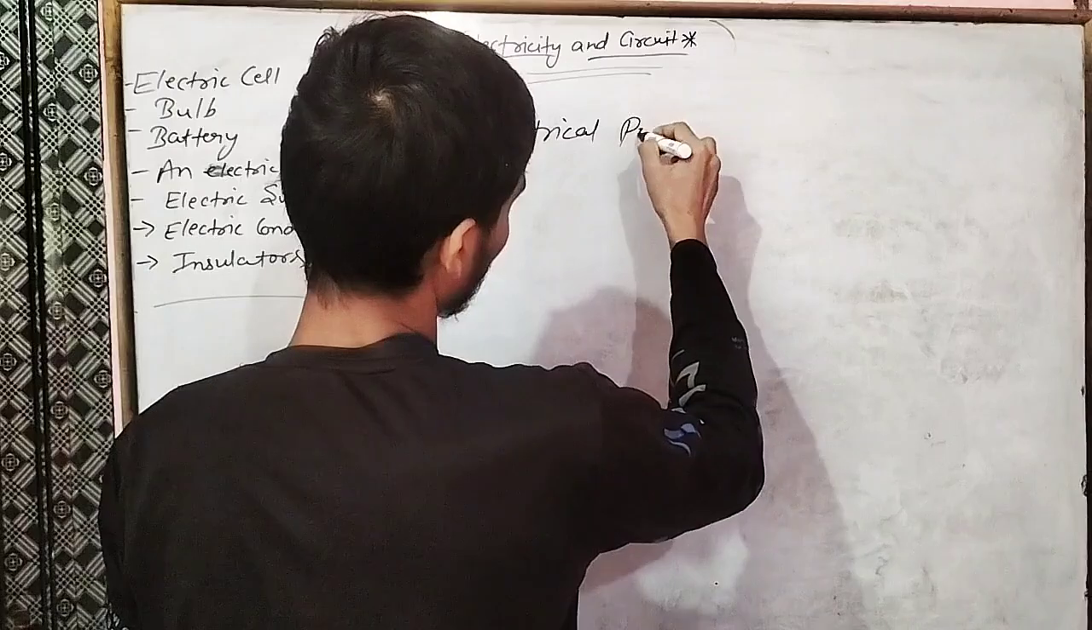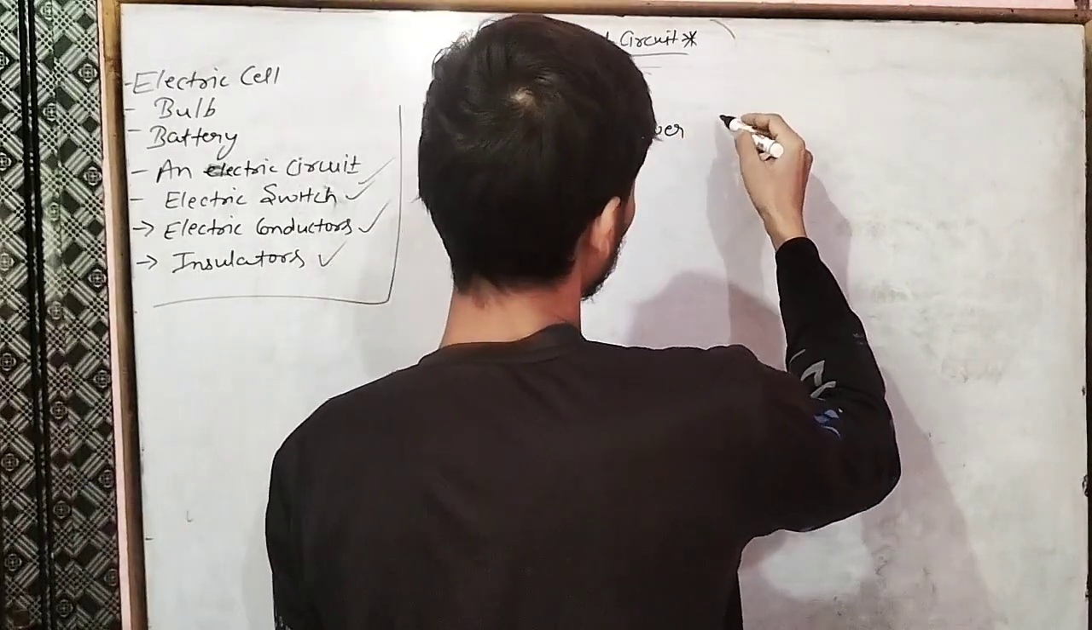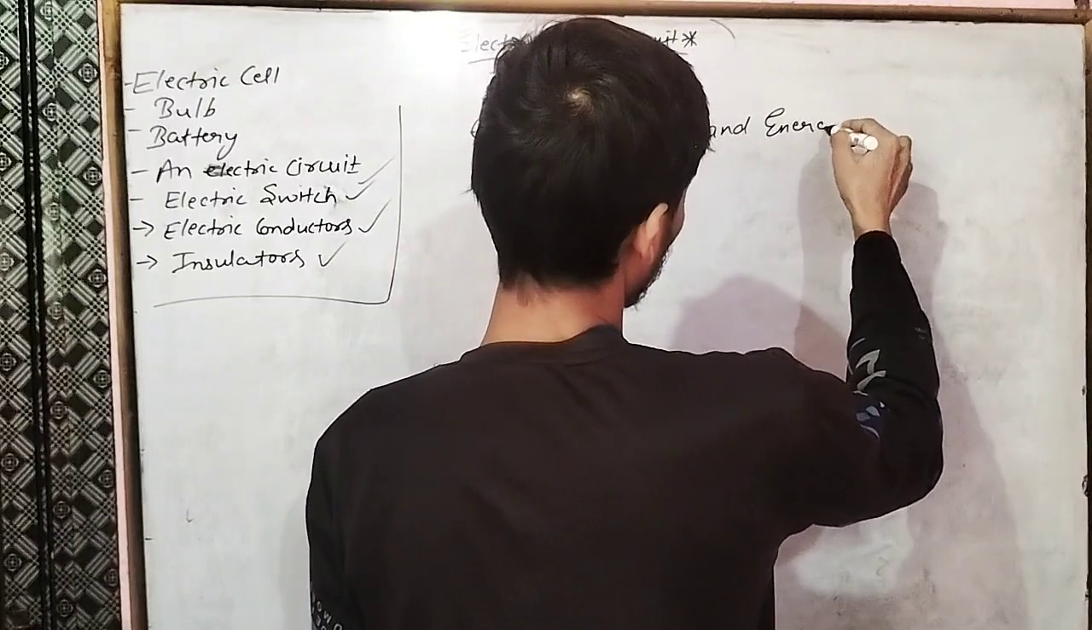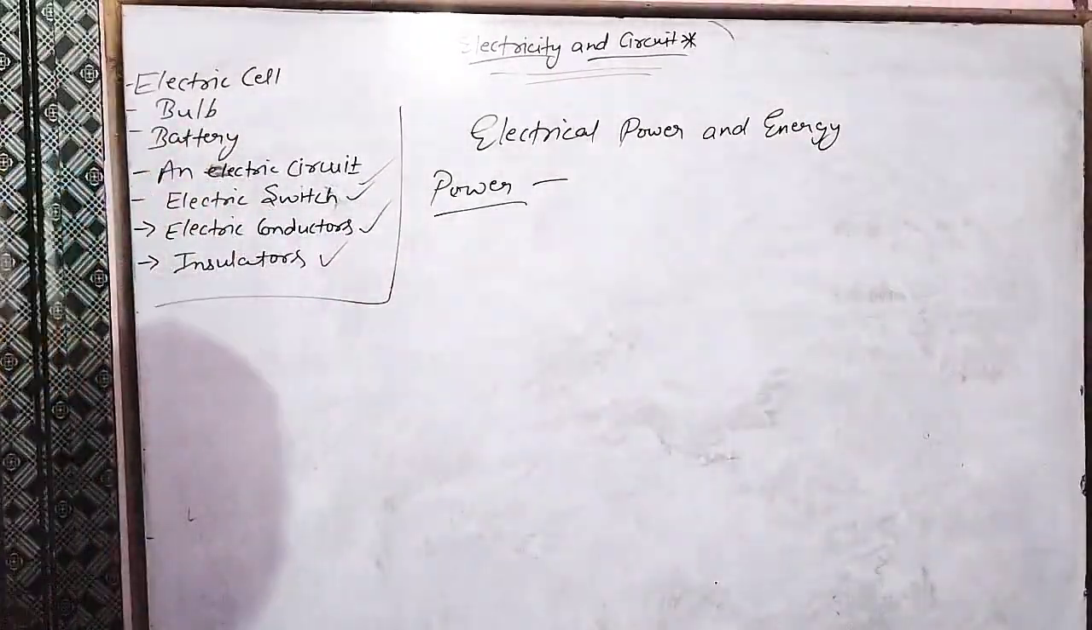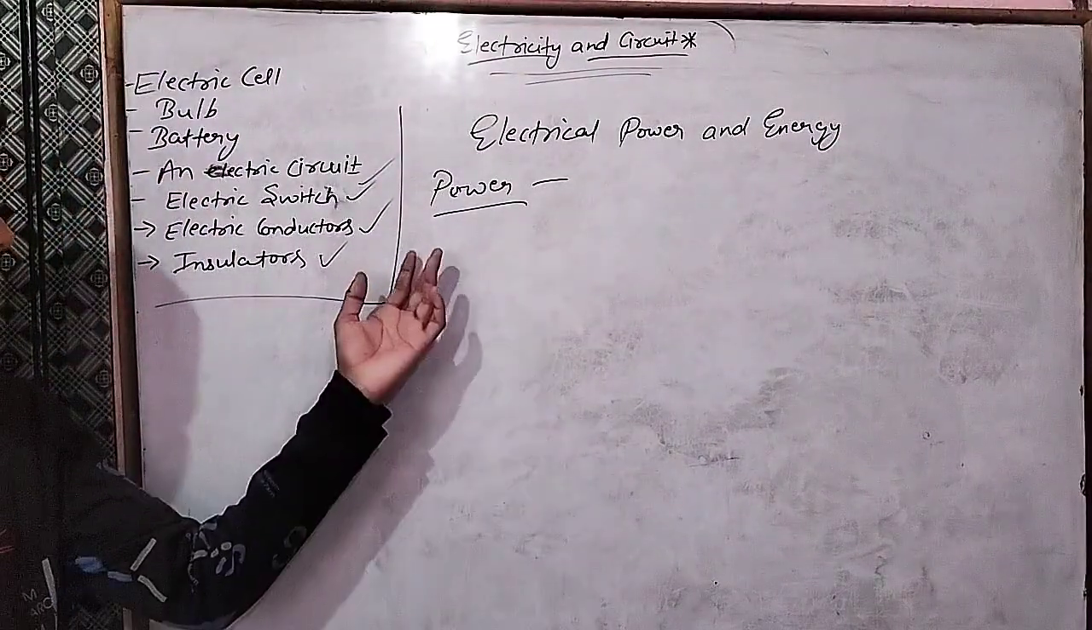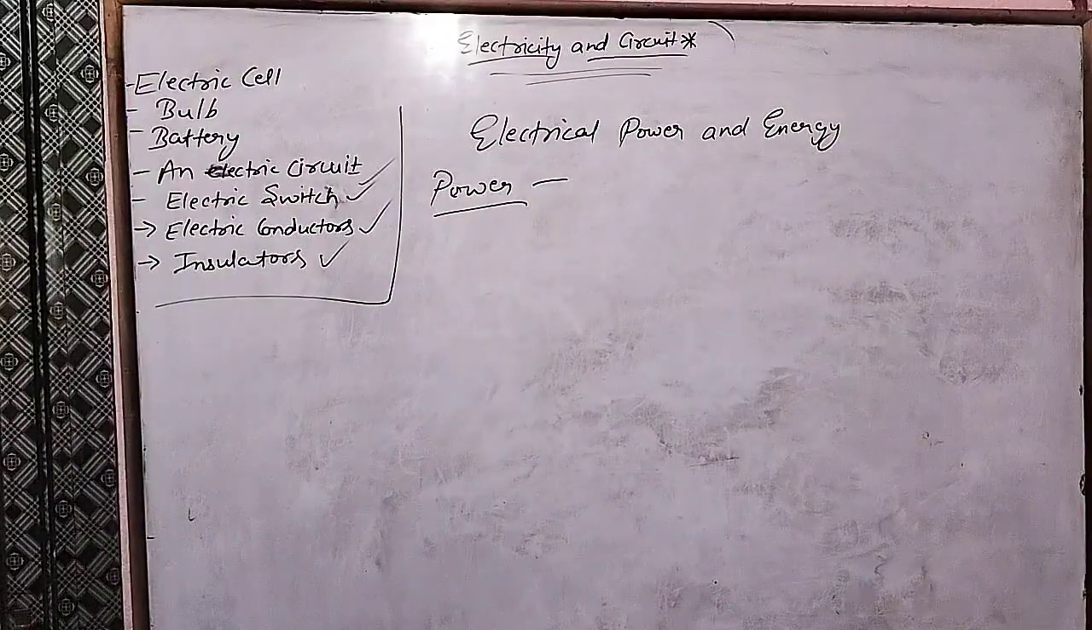Electrical power and energy. Clear? First of all, let's understand power. The rate at which electrical energy is being consumed or produced is measured in watts. Clear? For example, a 60-watt light bulb uses 60 joules of energy per second.